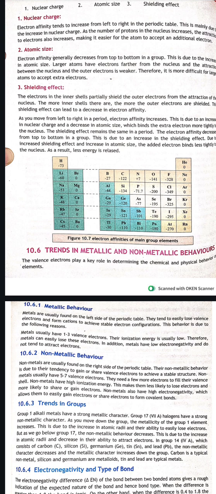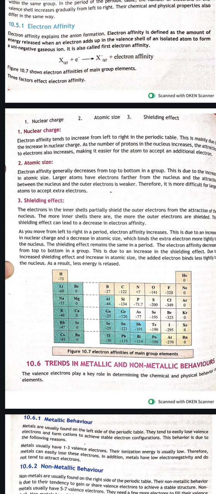Okay, what is nuclear charge? Electron affinity tends to increase from left to right. This is mainly due to the increasing nuclear charge. The number of protons in the nucleus increases, the attraction of the electrons also increases, and it becomes easier for the atom to accept the additional electron. So when that additional electron is added into the shell, the electron affinity, which is the amount of energy released, will increase. So the electron affinity tends to increase from left to right.